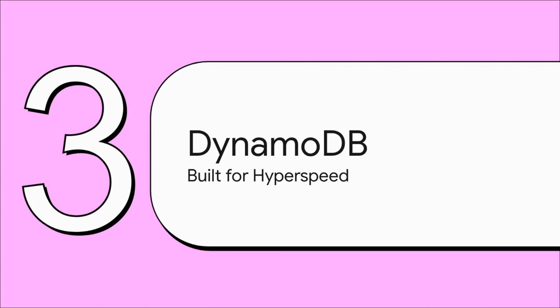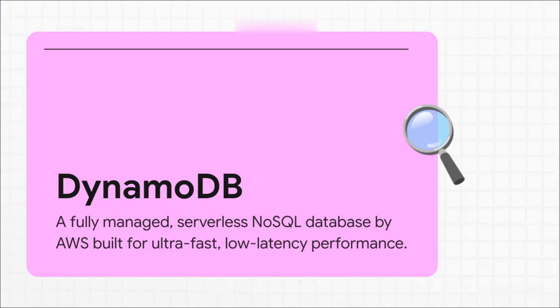Okay, so we've got structure with SQL and we've got flexibility with MongoDB. But what if your number one, top of the list, absolute priority is just raw, unadulterated speed at a massive scale? For that, we need another flavor of NoSQL. We need a high-performance engine. We need to talk about DynamoDB. DynamoDB is a different beast altogether. It's a fully managed, serverless database from AWS, and its whole reason for existing is to give you crazy fast, single-digit millisecond performance, no matter how huge your application gets. We're talking blink of an eye fast. Speed is its one and only mission.